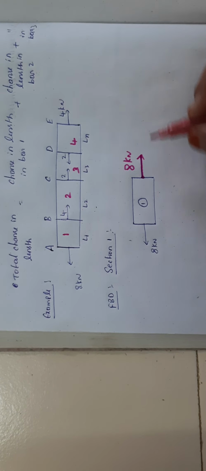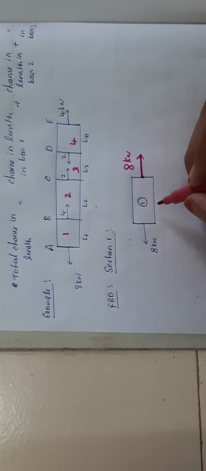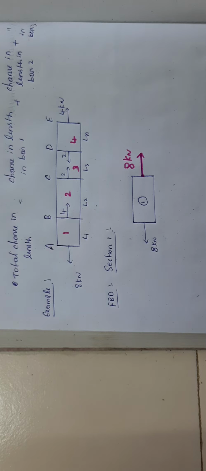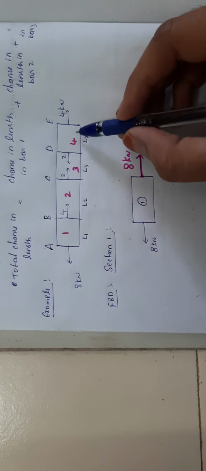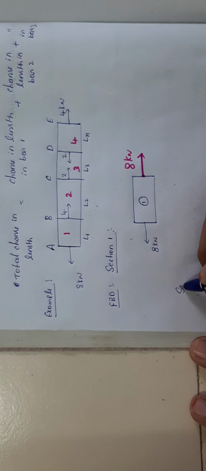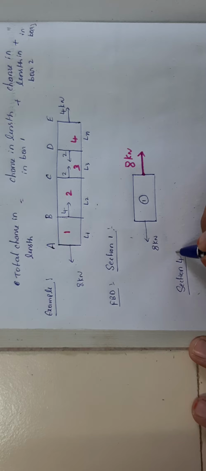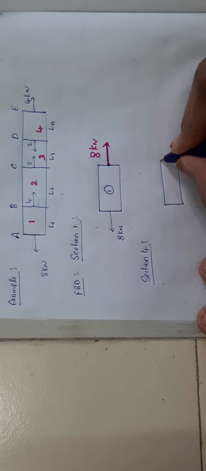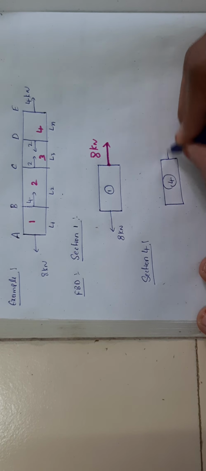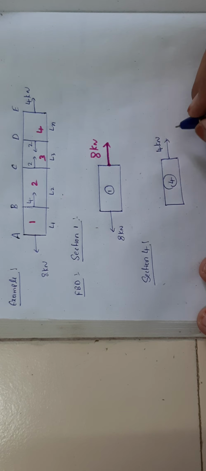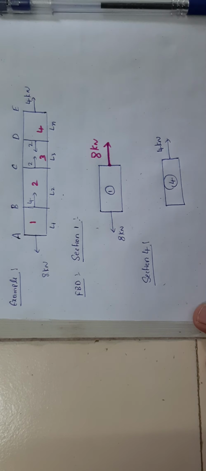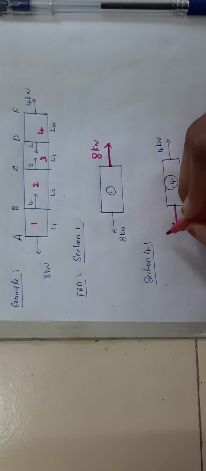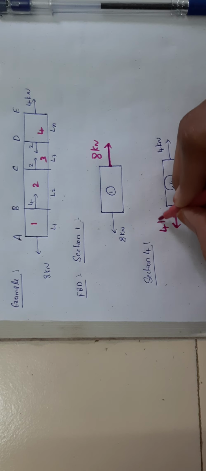Now this is the first section. Next, go to the free body diagram of section 4. I'm drawing section 4. This is section 4, and a 4 kilonewton load is applied at the right hand side. In order to keep this under equilibrium, the same quantity of resisting force will be there on the other side, that is 4 kilonewtons.